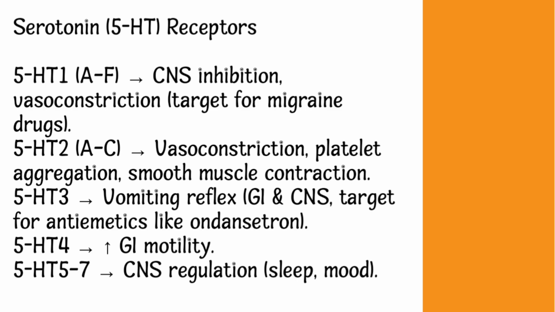So back to here. So we have 5-HT4 receptors. These are involved in increasing the GI motility, and 5-HT5 to 7 are not so well differentiated. They are involved in CNS regulation, sleep, and mood.